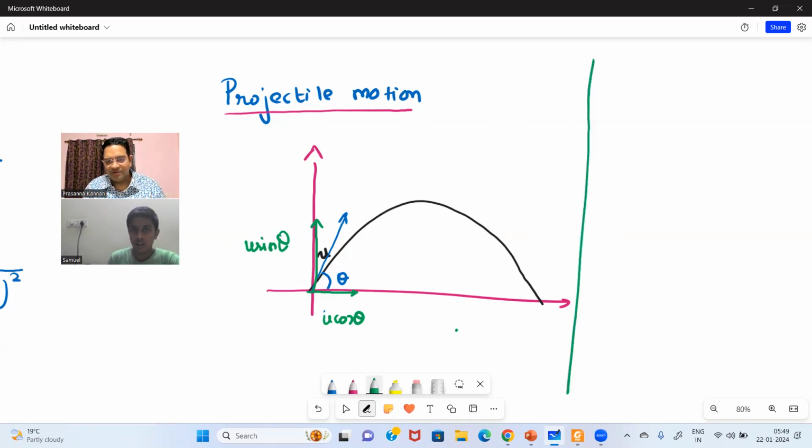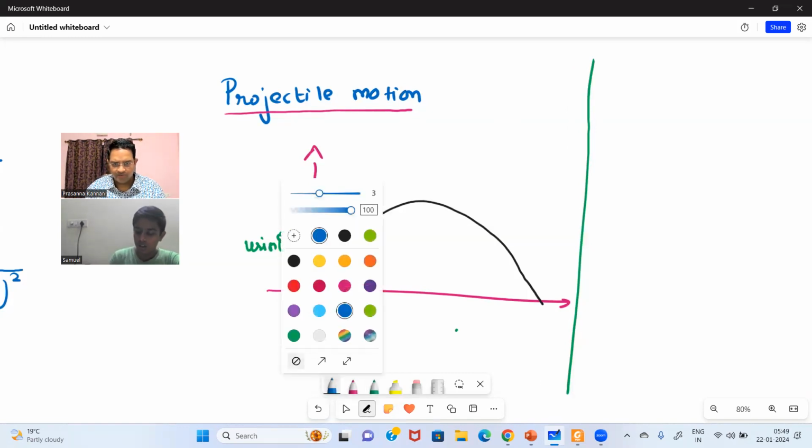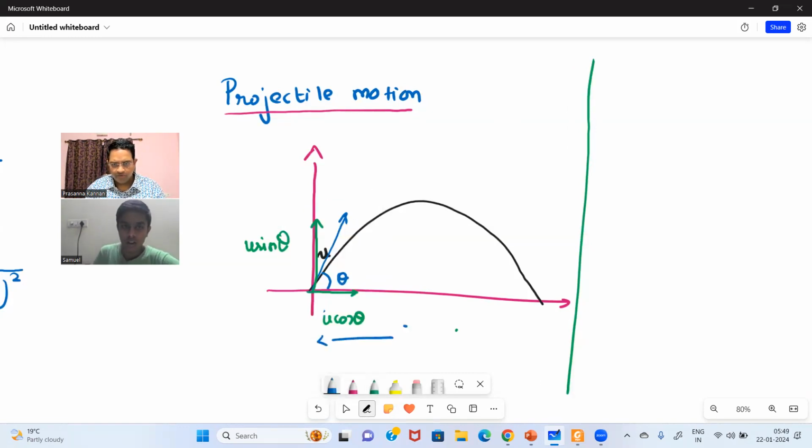Okay, now tell me the expressions for the different components we had learned. So what is this called? Horizontal range of the projectile. And what is this? Maximum height. Correct, H max. And what is T? T represents the total time of flight. So could you tell me the expressions quickly for all the three?